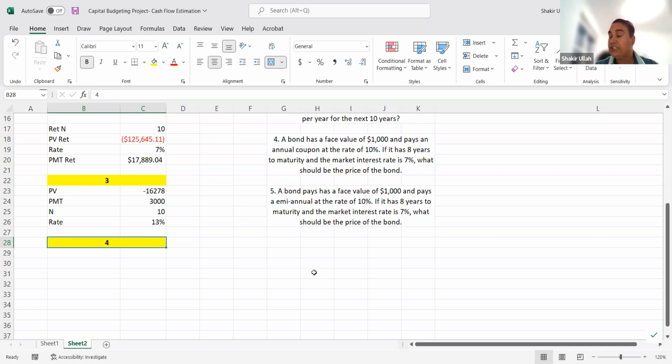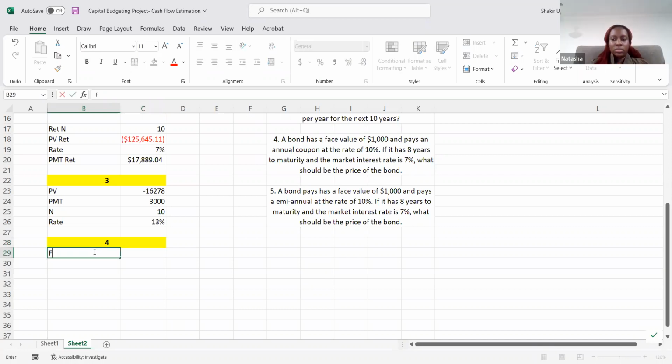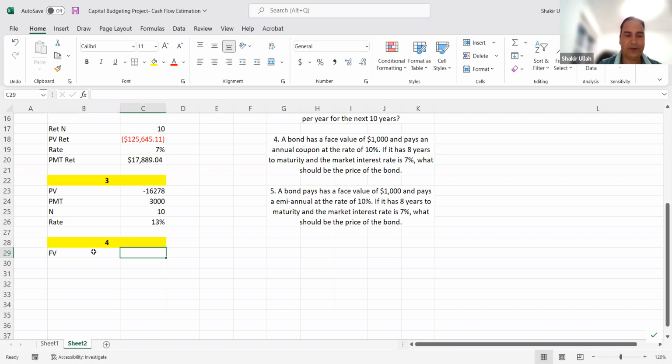And because you will be receiving this money in the future, we can also call this the future value. So we can denote it as FV, which stands for face value, and at the same time it also stands for future value, if you would like to think about it that way.